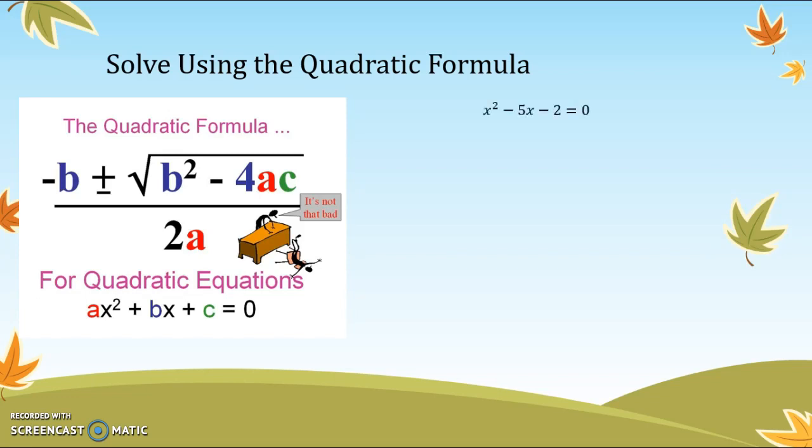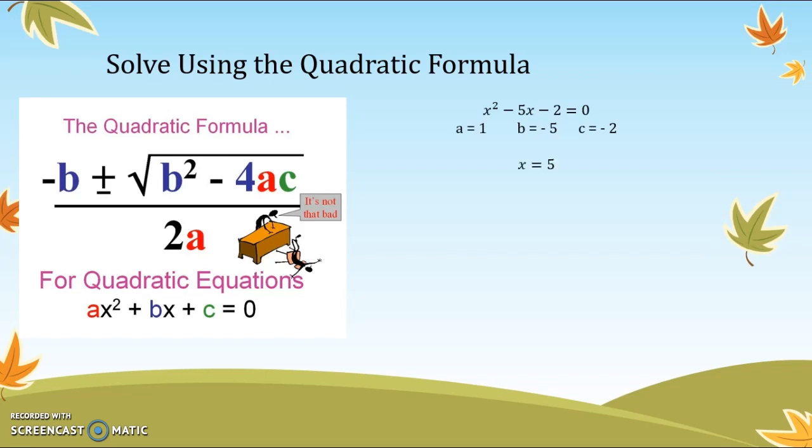So let's start off with x squared minus 5x minus 2 equal to 0. So I see that it's already set equal to 0, and now I'm going to pull the coefficients out. So the coefficient in front of x squared, even though I don't see it, is 1. The coefficient in front of x is negative 5, and c, the constant by itself, is negative 2. So a is 1, b is negative 5, and c is negative 2. And I'm going to start inserting them into the equation here so that we can simplify.